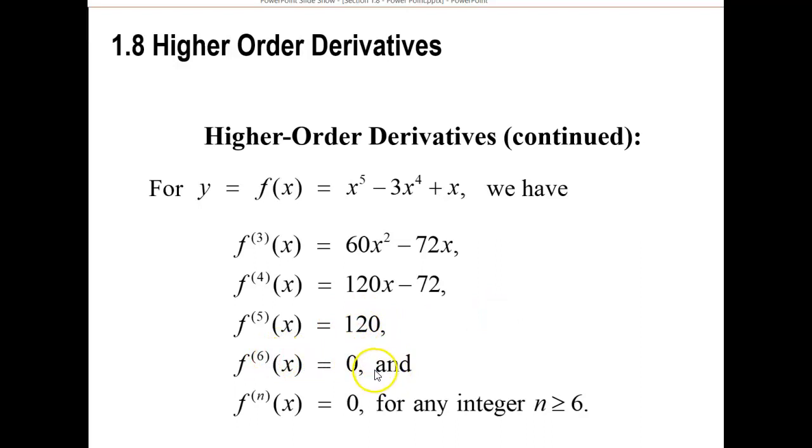And then from here on, in this particular case, no matter how high I go, any n value greater than or equal to 6, if I kept taking the derivative of 0, I just keep getting 0 every time after that. That happens with some polynomial functions. You eventually get to a 0, to which every derivative afterwards would all be 0.